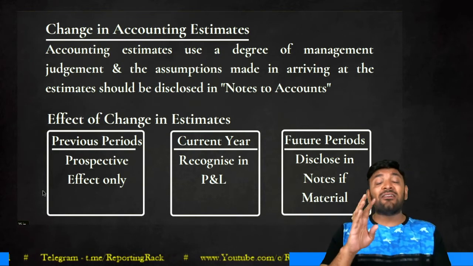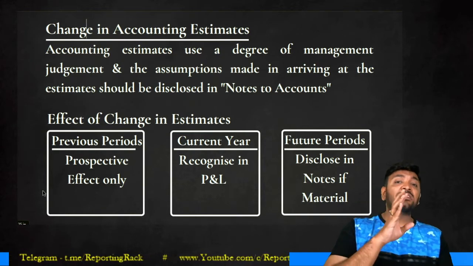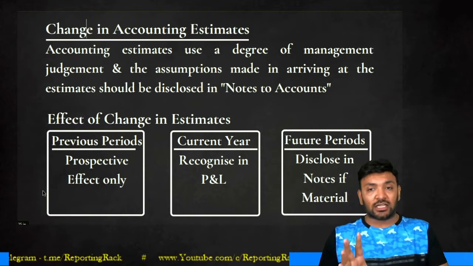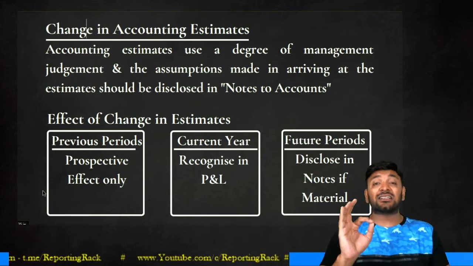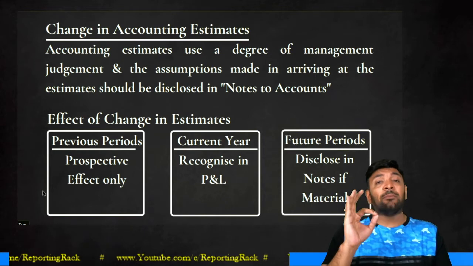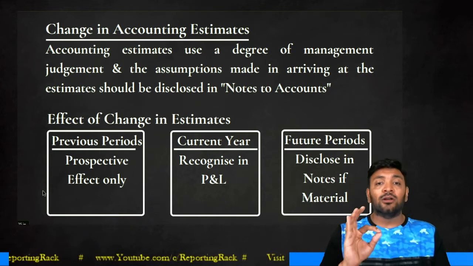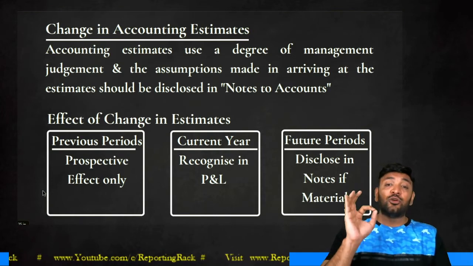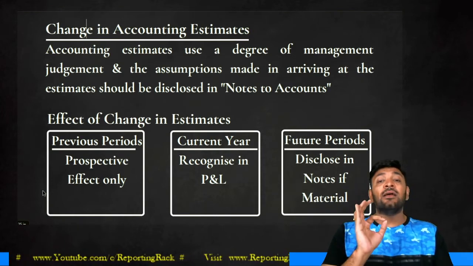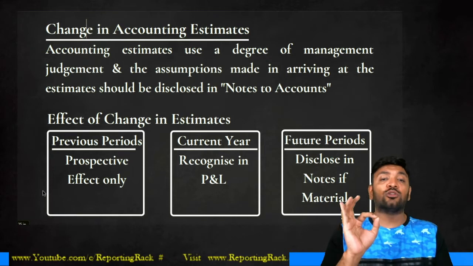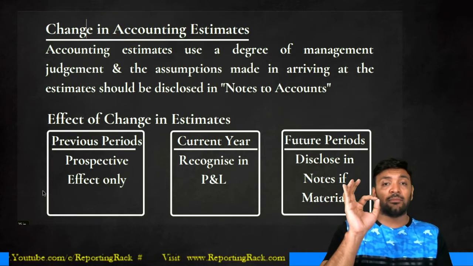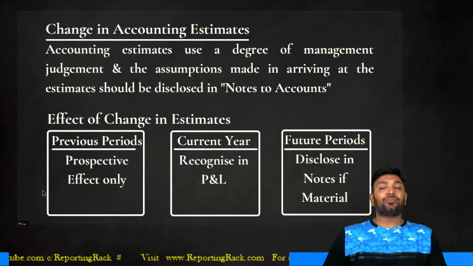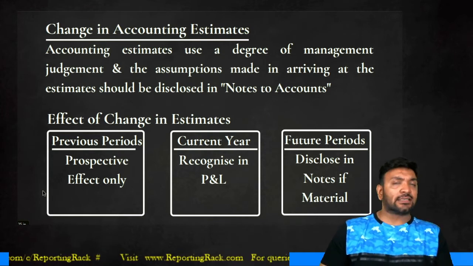So therefore, whenever an estimate is made, it requires certain judgments based on certain assumptions. Such assumptions and such judgments based on which a management estimate is valued should be disclosed in your notes to accounts. Accounting estimate uses a degree of management judgment, and the assumptions made in arriving at those estimates should be disclosed in my notes to accounts. Can the estimate change? Yes.